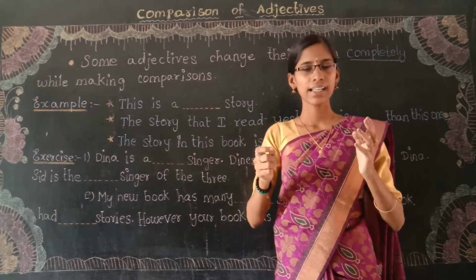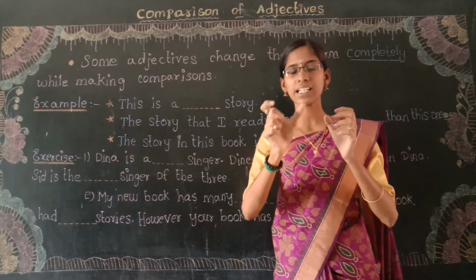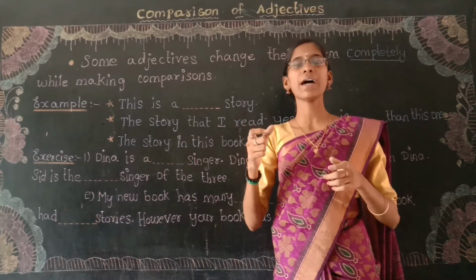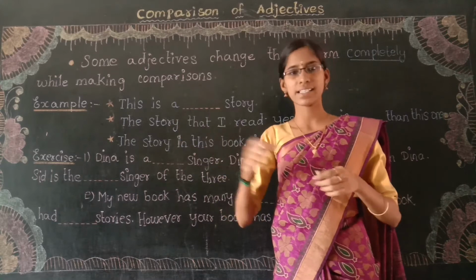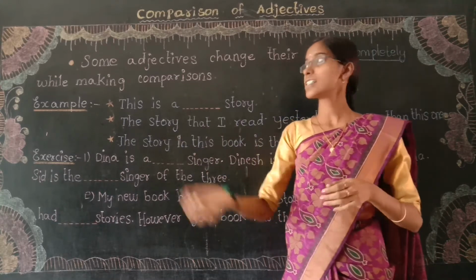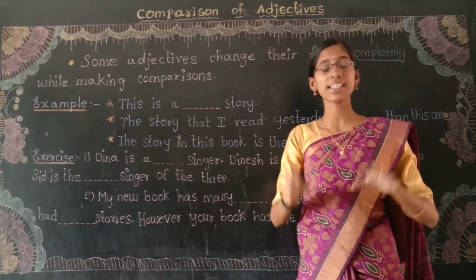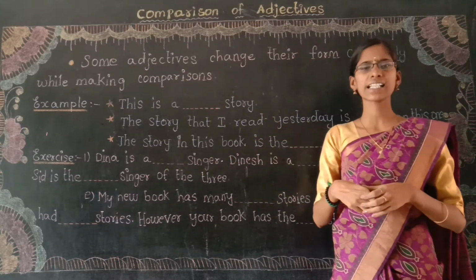So, see here, the first word is good, right? While making comparison, it changes into what? Better. And while we are making comparison with three objects, then it totally changes into best. So, this is the third rule, that our adjectives change completely. And we will see another example too.